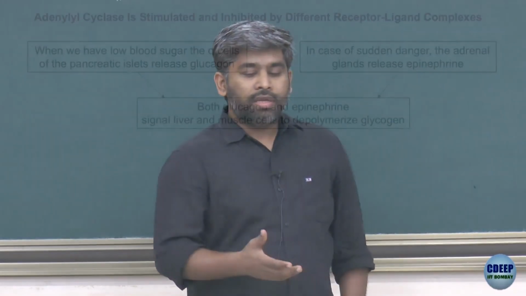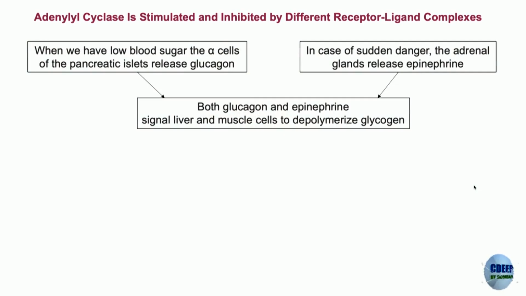In both these cases, glucagon and epinephrine will go and signal liver or muscle cells to depolymerize glycogen. What is glycogen? When you have excess glucose, it is polymerized and forms glycogen, right? Most of you must have heard of this process; it very commonly happens. They will depolymerize glycogen because you need glucose, so you want to break it down. That's your kind of storage source.